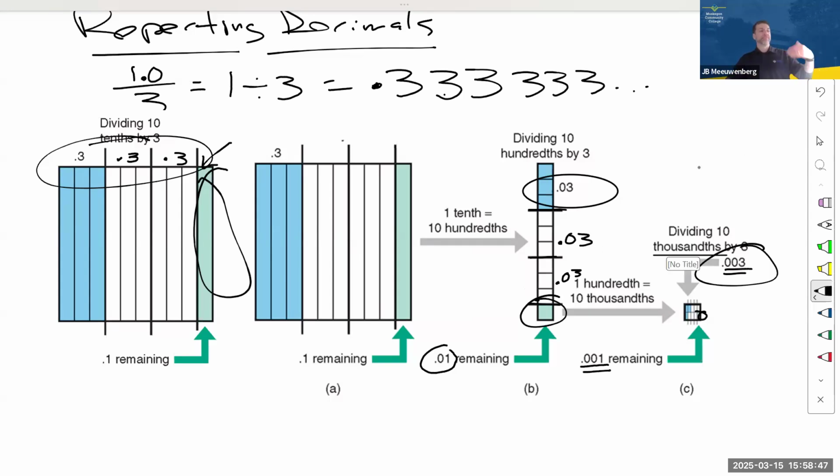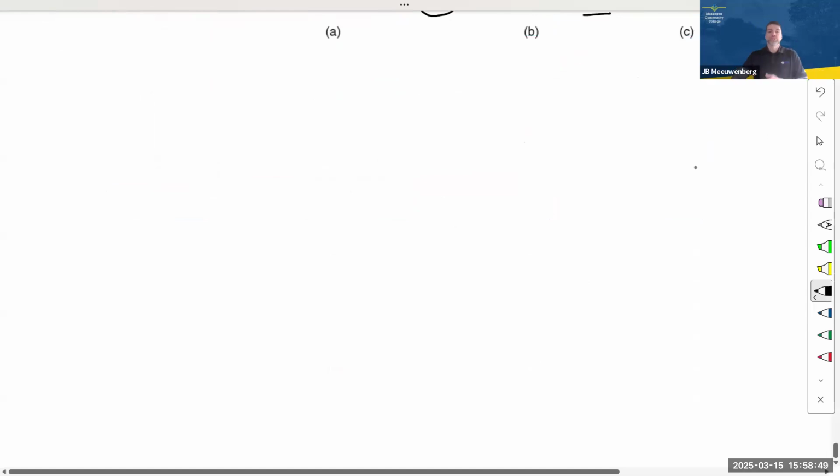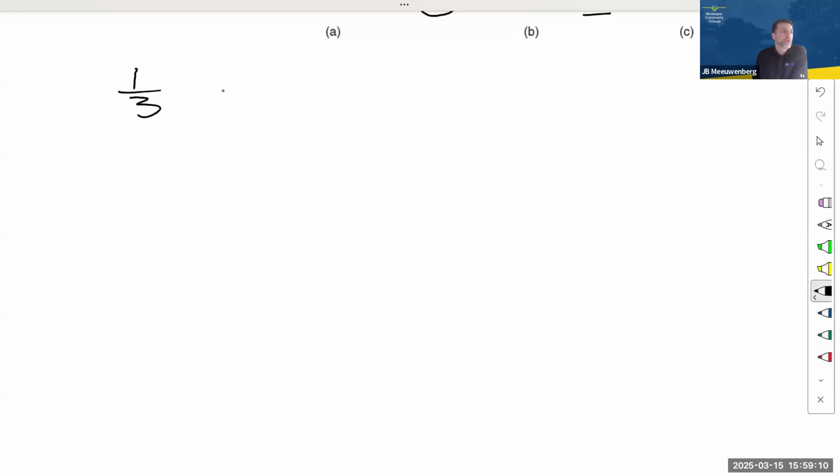Now, this whole big visual process that you can see is also connected to the division algorithm. We're going to do more with the division algorithm in a future section in this chapter, but we have seen this earlier in the course. And so what we're going to do is take 1/3, represent it as 1 divided by 3, and then do the division algorithm. So it looks like this, 1 divided by 3.